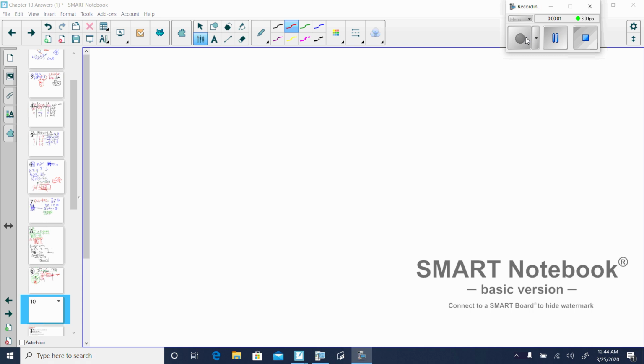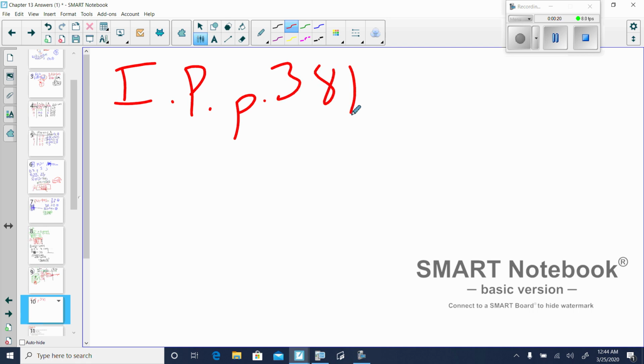Hey guys, we're going to talk about some independent practice now. This is for 6-2, and this is stuff that you should be working on Wednesday. It begins on page 381. So this is independent practice, page 381. Number one, so we have to, on 1, 2, and 3, find each function value.